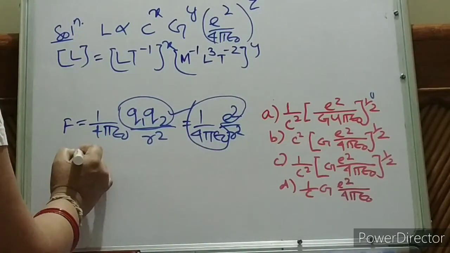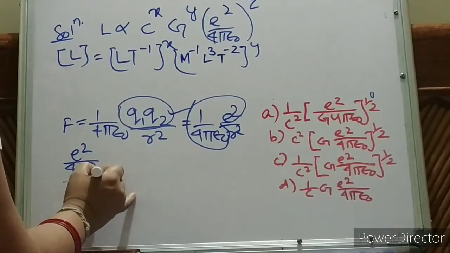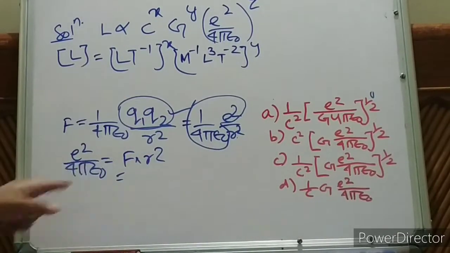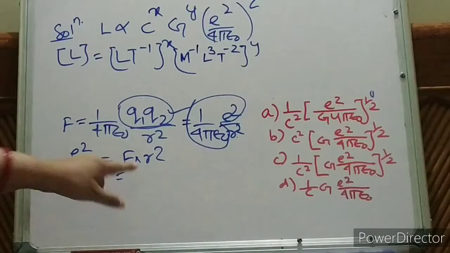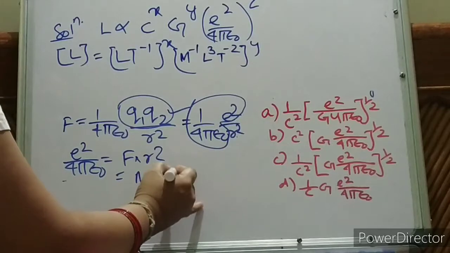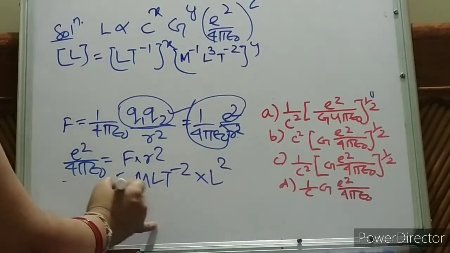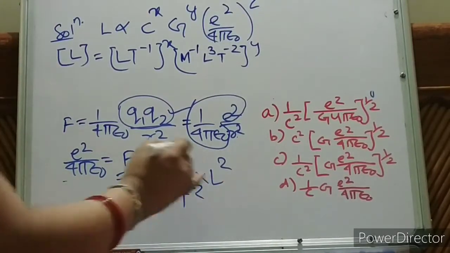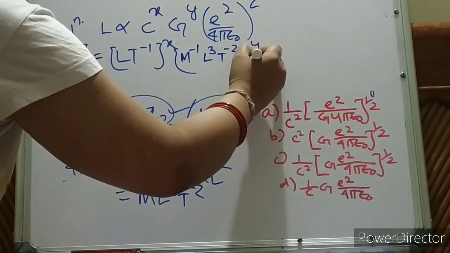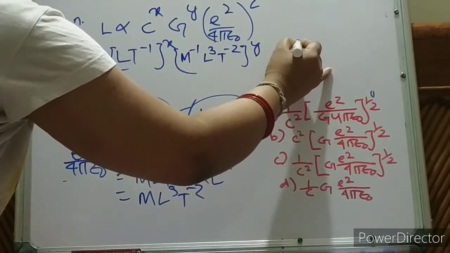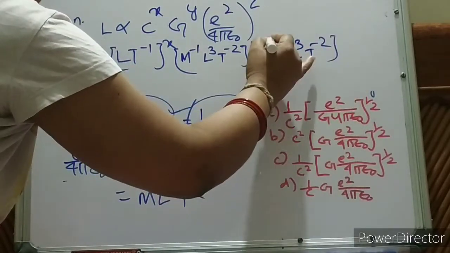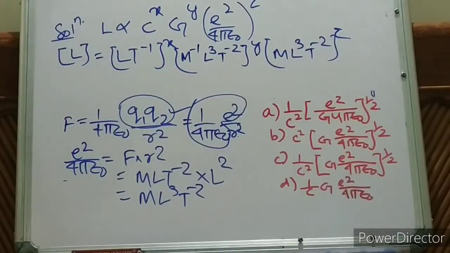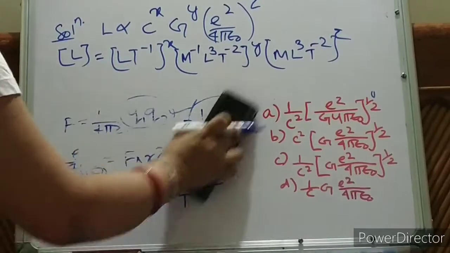Okay. So e square by 4 pi epsilon naught is equal to, cross multiply, F into R square. So what is the dimension of F? Just now we have written, M L T to the power minus 2, into L square. So what is the dimension of this? M L cube T to the power minus 2. Clear? So here we'll write M L cube T to the power minus 2, to the power Z. Is it clear? So now I will erase this part, so we can move ahead with the solution.